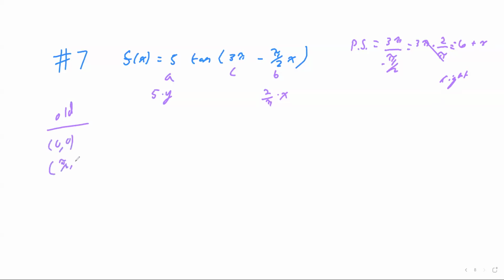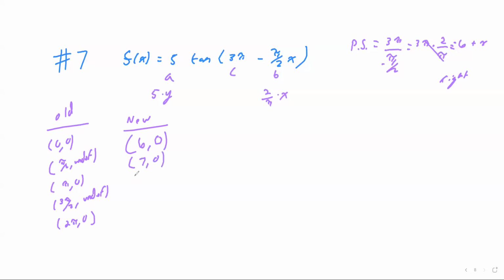pi halves undefined, pi 0, 3 pi halves undefined, and then 2 pi 0. My new points: again, I would take 2 pi times 0, which is 0, and then I need to go right, so I'd add 6. So this would actually take me to 6. And then for my y, I just need to multiply by 5, and it's 0. So again, pi halves times 2 over pi would just give me 1. 1 plus 6 gives me 7.